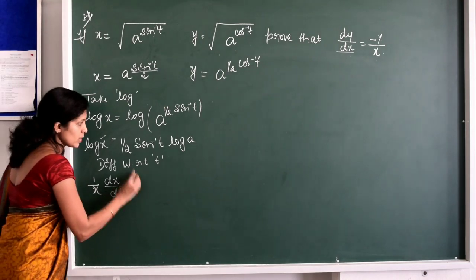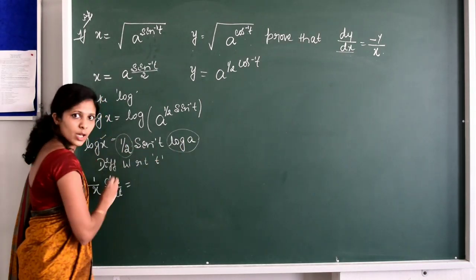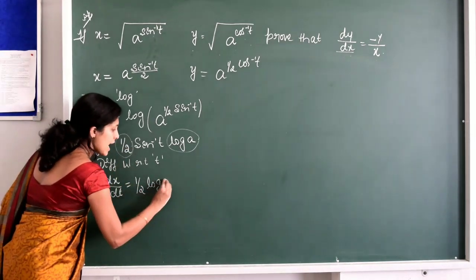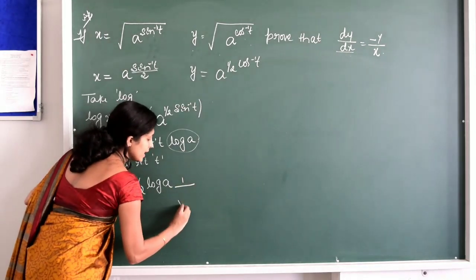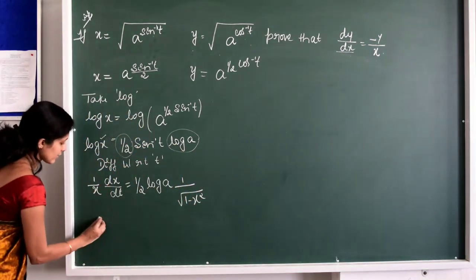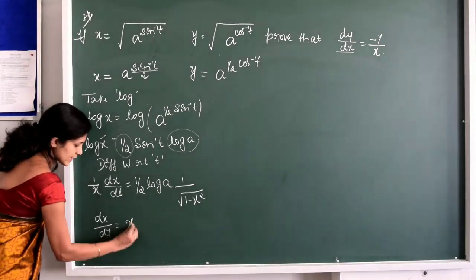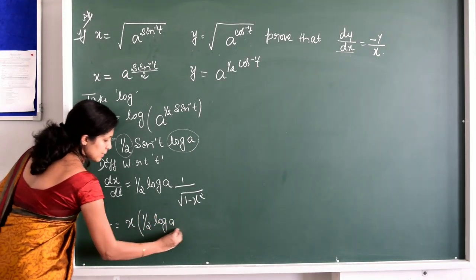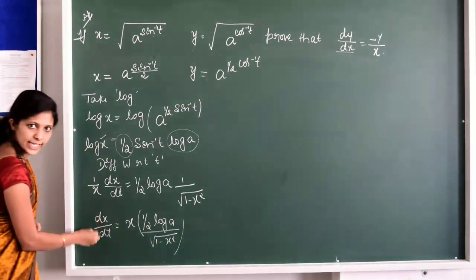This is equal to, here you can observe, 1 by 2 is constant and log a is also constant. So we will write as it is 1 by 2 log a, and derivative of sin inverse, what is derivative of sin inverse t? 1 by root of 1 minus t square. Is it clear? By this we can write dx by dt is equal to x into 1 by 2 log a divided by root of 1 minus t square. So we got the value of dx by dt.